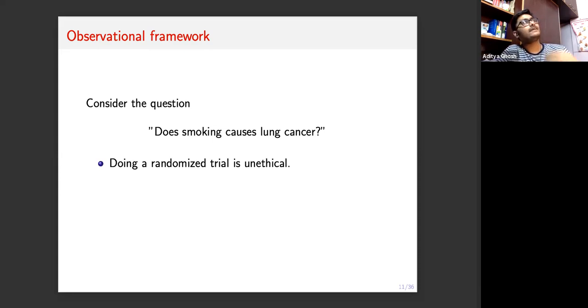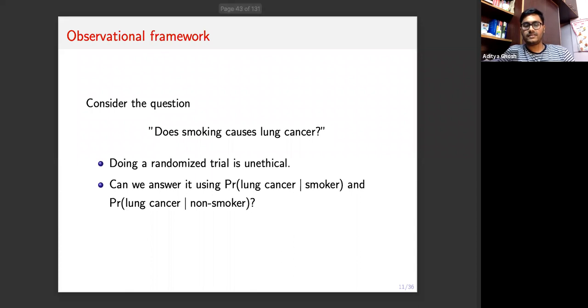I can give another example. Say we want to find the effect of seatbelts on severity of accidents. Then we cannot just randomly assign people to seatbelt and no seatbelt groups. That would be simply unethical. And in this example, can we answer this question by only estimating these two quantities, probability of lung cancer given smoker and probability of lung cancer given non-smoker? No, right? Why? Because people have already formed the smoker and non-smoker groups, so there can be confounding effects.